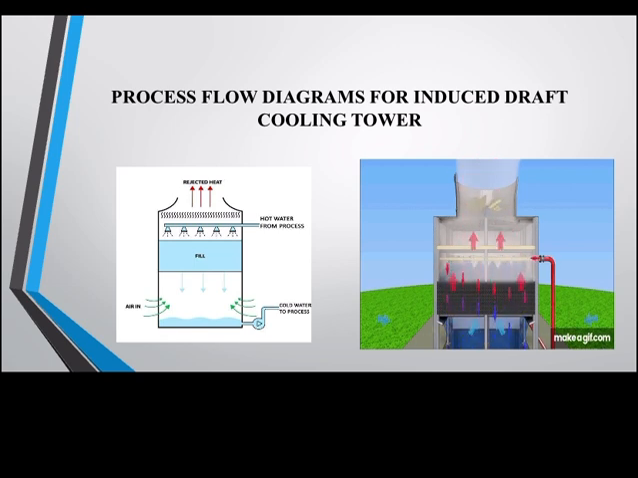We have the rejected heat, or the exit air, moving at high velocities into the atmosphere. This is how the whole thing works. We have the air in the blue arrows, and the hot water from the process across the distribution basin sprayed downwards. You have the exit air at the top with the fan rotating here, and you have the cooled water being collected at the bottom and sent back into the system for reuse.